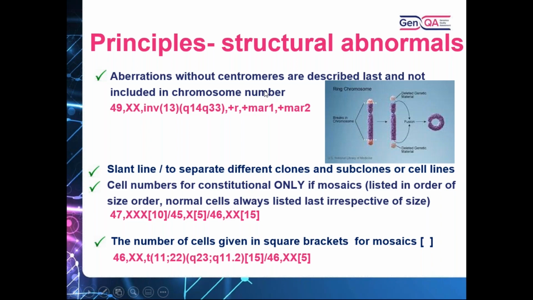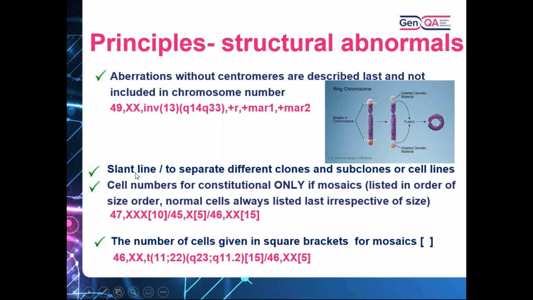Aberrations without centromeres are described last and are not included in the chromosome number. So in this particular case, you've got 49 chromosomes because all of these have centromeres. So you've got an inversion 13. Rings go before markers. Even though it's not alphabetical, they always go before markers because you don't know what these are, and you can identify these. But this is the order that is defined in the ISCN book, because in this particular case, you haven't identified any of them.